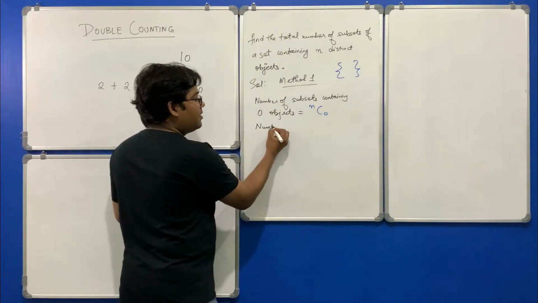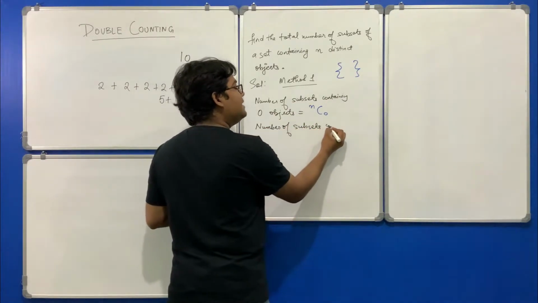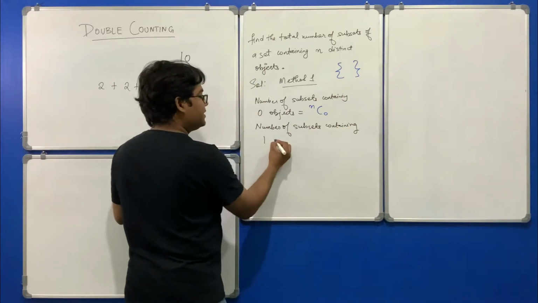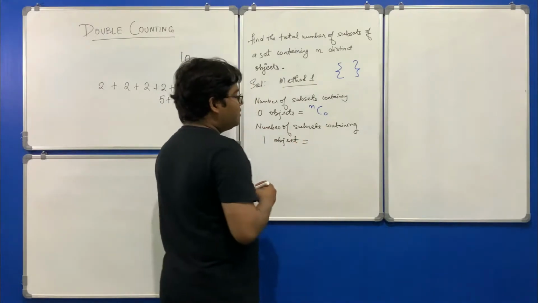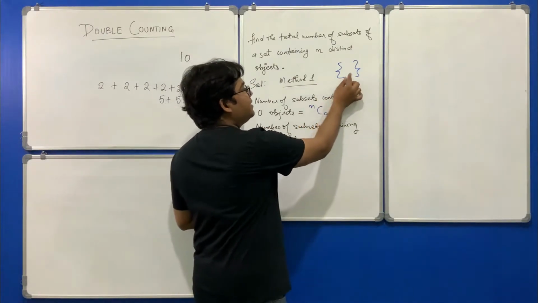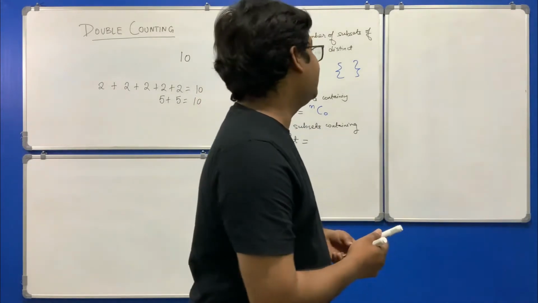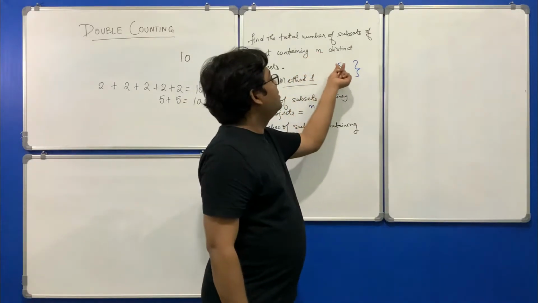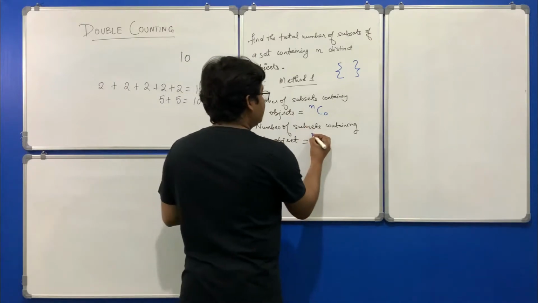Then the number of subsets containing one object would be equal to... now inside this curly bracket there will be one object. In how many ways can you put one object inside this curly bracket? That would be NC1. You have to select one object from these n distinct objects. So you end up with NC1.